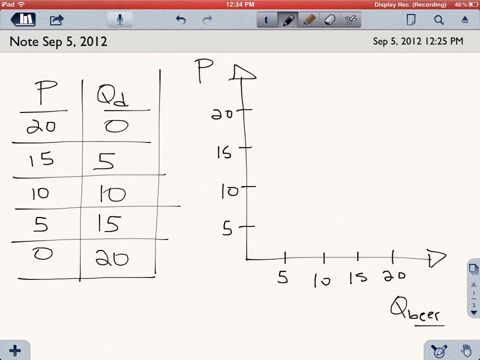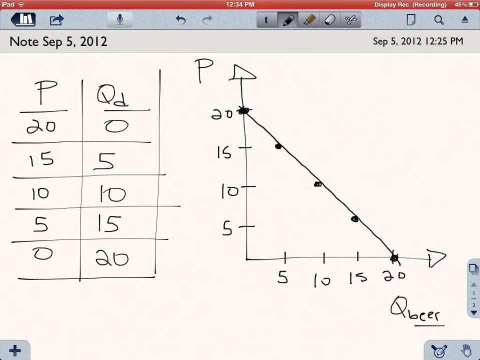And simply by plotting the points, 20 and 0 is the first one, so that will be right here. And then the second one is 15 and 5, around here. And then 10 and 10 will be around here. 15 and 5 should be around here. And then the final is the x-intercept, which is 0 and 20, goes here. And then if we trace a line through these points, we actually have our demand curve.